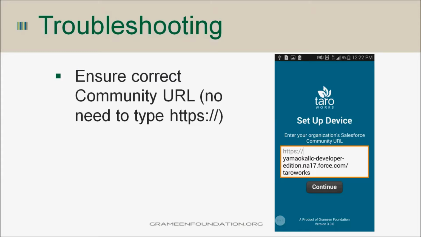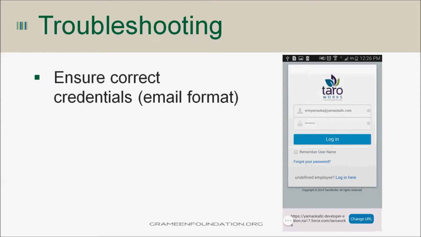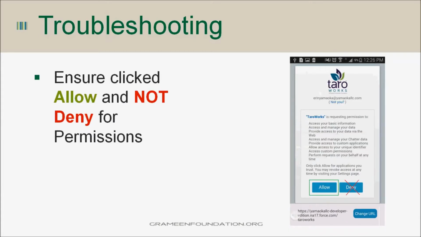In case your field officers have trouble logging in, let's review a few common problems that are encountered when setting up the device. The first is to ensure that your field officer has entered the correct community URL. There's no need in 3.0 to type https://. It will be pre-populated for you. The second is, of course, to make sure the credentials are correct. Ensure that they're using their new credentials that are in the format of an email and not trying to log into TaroWorks 3.0 with their old credentials. And finally, ensure that your field officers have allowed TaroWorks the proper permissions in order for them to run 3.0.